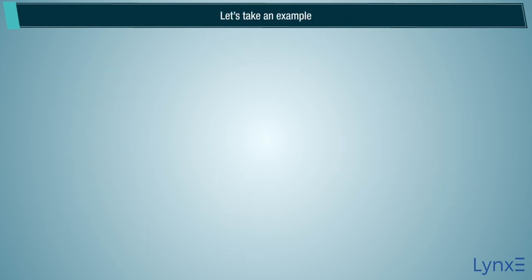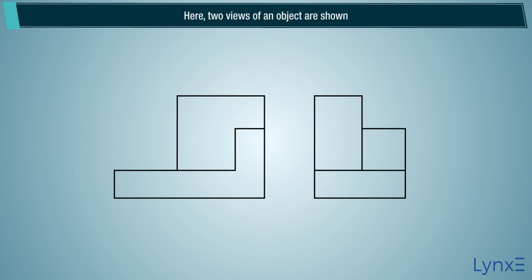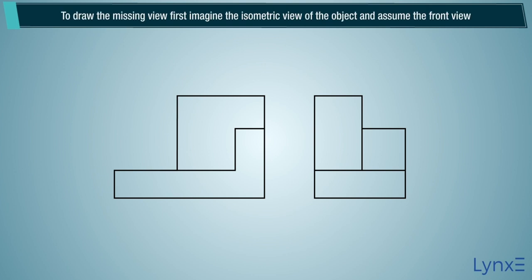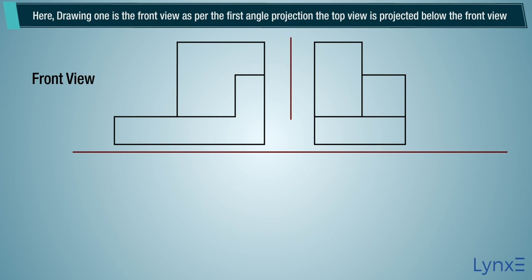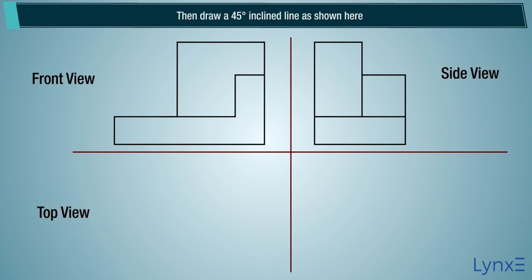Let's take an example. Here, two views of an object are shown. We need to draw the missing view. To draw the missing view, first imagine the isometric view of the object and assume the front view. Here, drawing 1 is the front view. As per the first angle projection, the top view is projected below the front view. Then draw a 45-degree inclined line as shown.